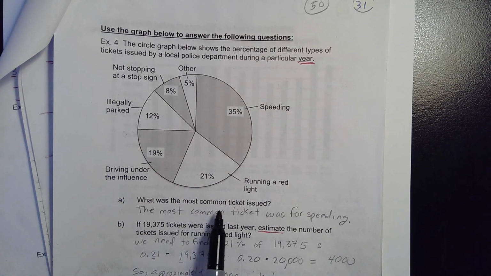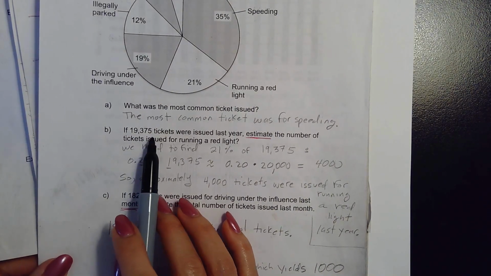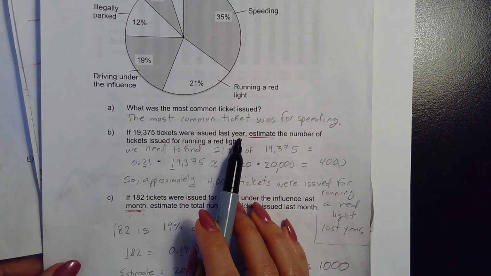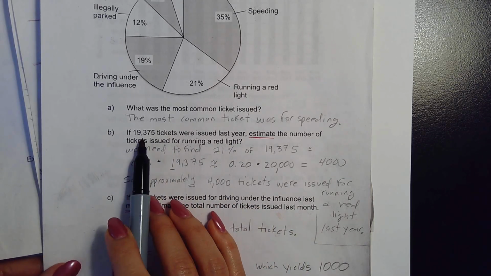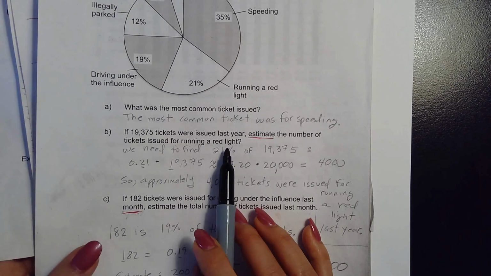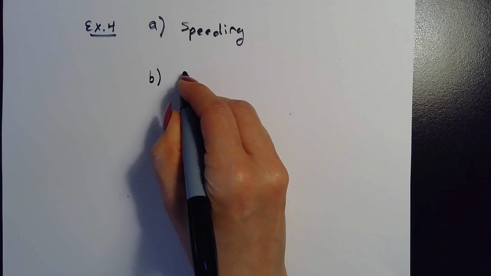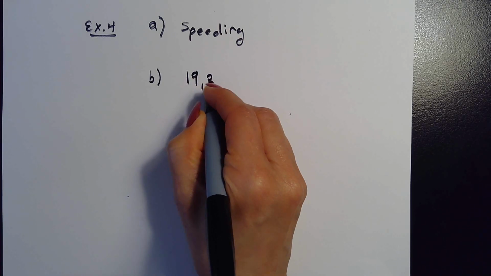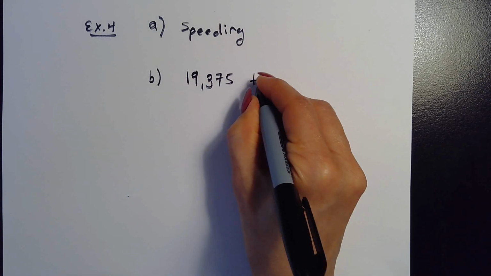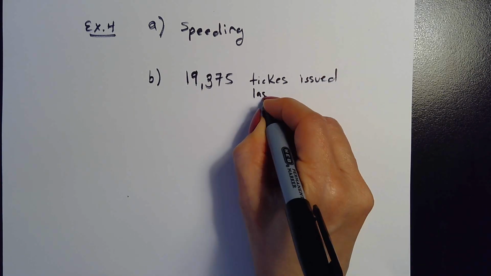And the most common ticket issued was for speeding. All right. Now, the next question says, if 19,375 tickets were issued last year, so this was in the year, the total number of tickets last year, estimate the number of tickets issued for running a red light. Okay, so for part B, we know that 19,375 tickets were issued last year.